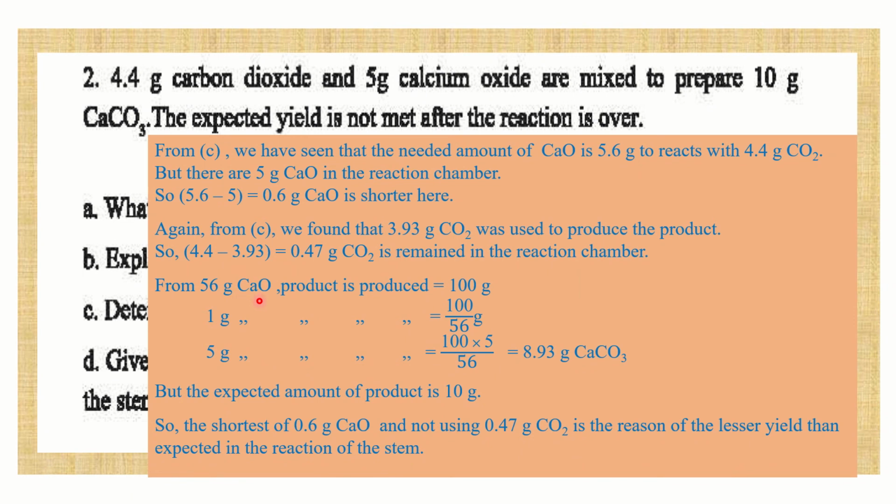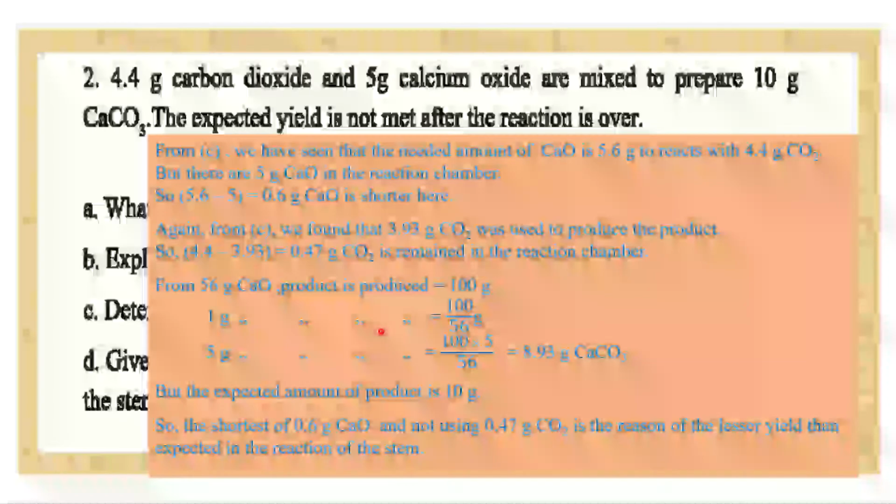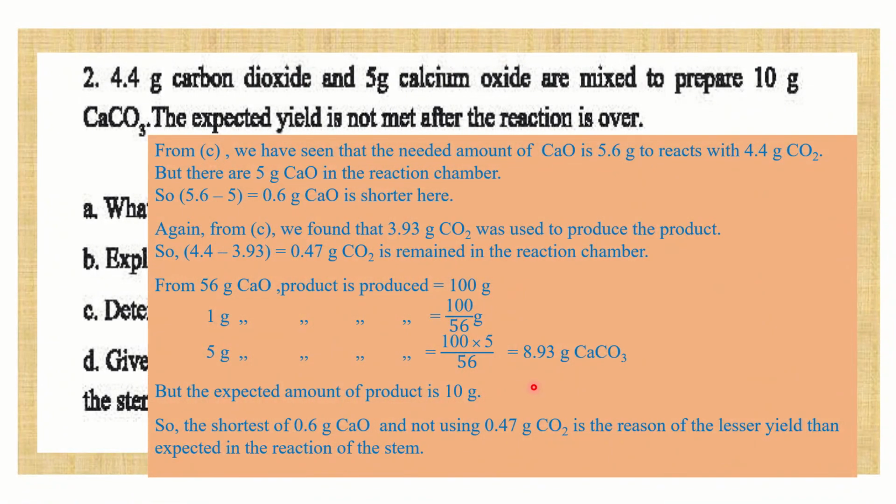Now look, from 56 gram calcium oxide, the product is 100 gram, because from the reaction we can see 56 gram calcium oxide reacts with 44 gram carbon dioxide to produce 100 gram calcium carbonate. But there are 5 gram calcium oxide. So from 5 gram calcium oxide, how much product can we get? 8.93 gram calcium carbonate, whereas the expected amount of product was 10 gram, but we got only 8.93 gram.